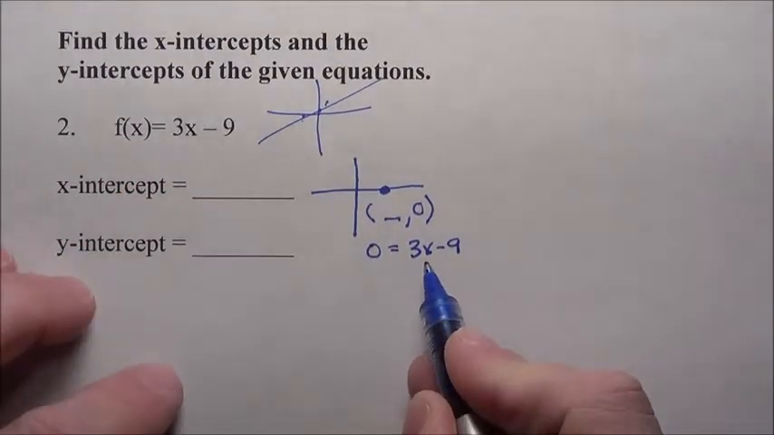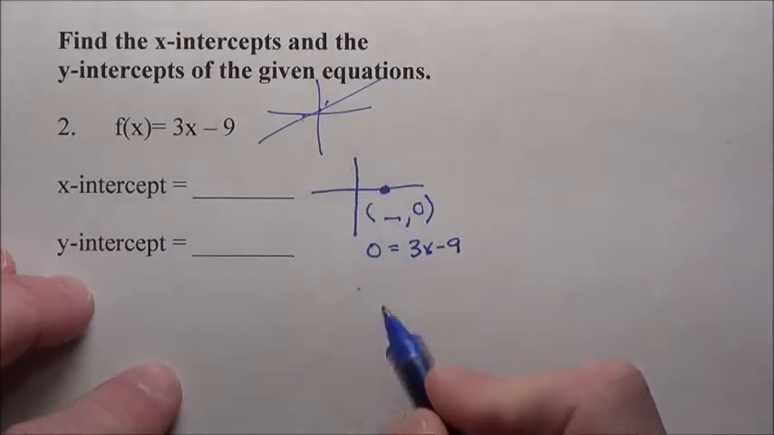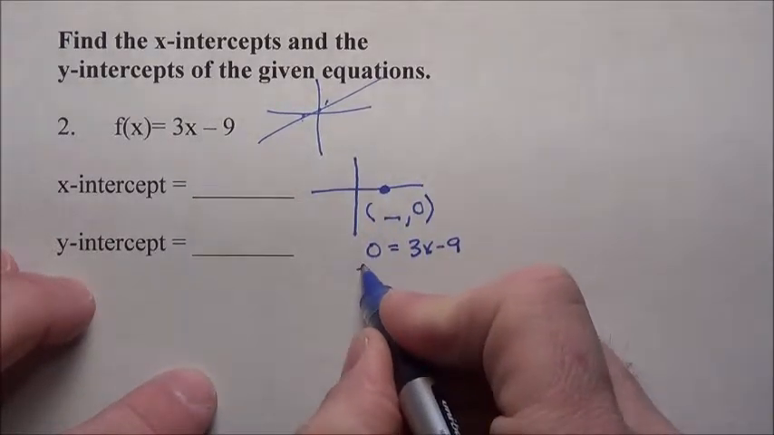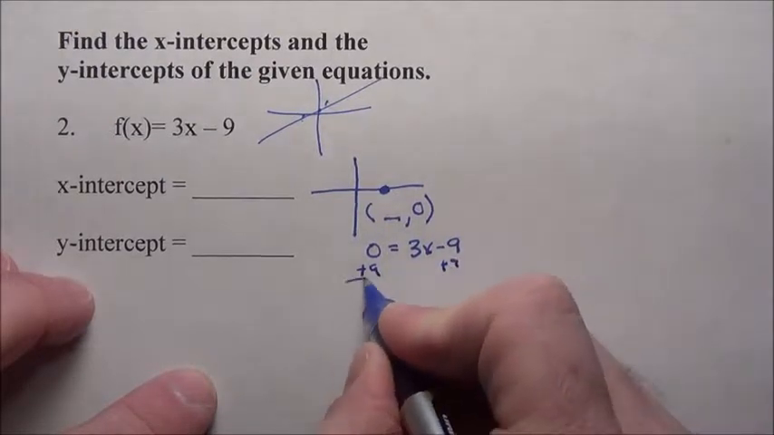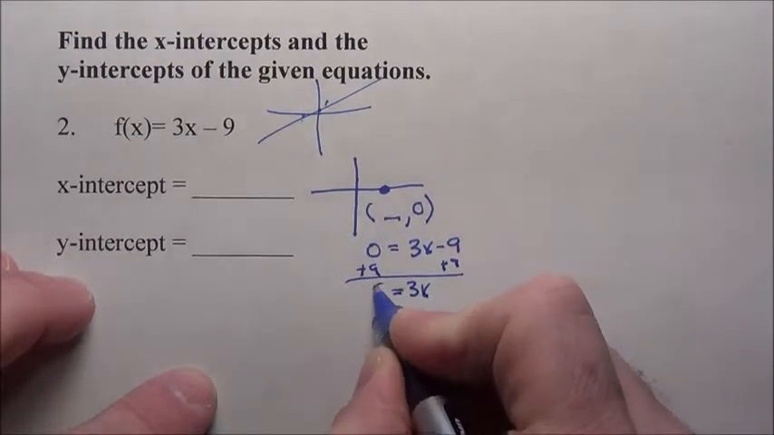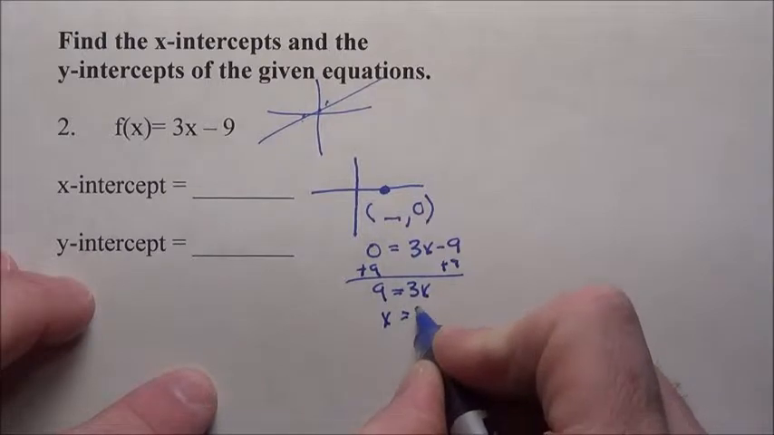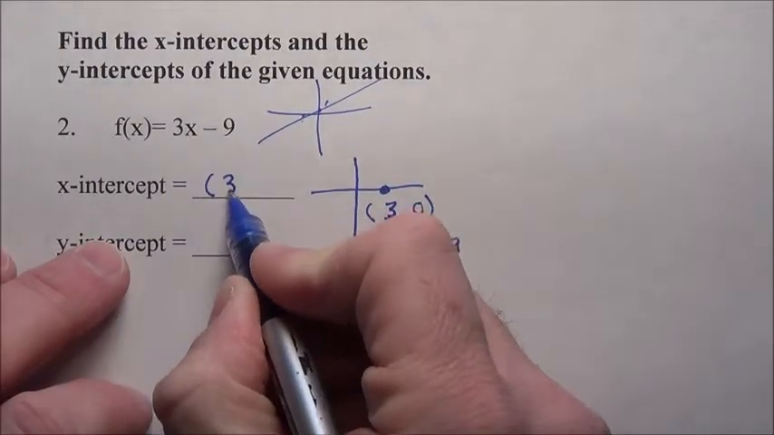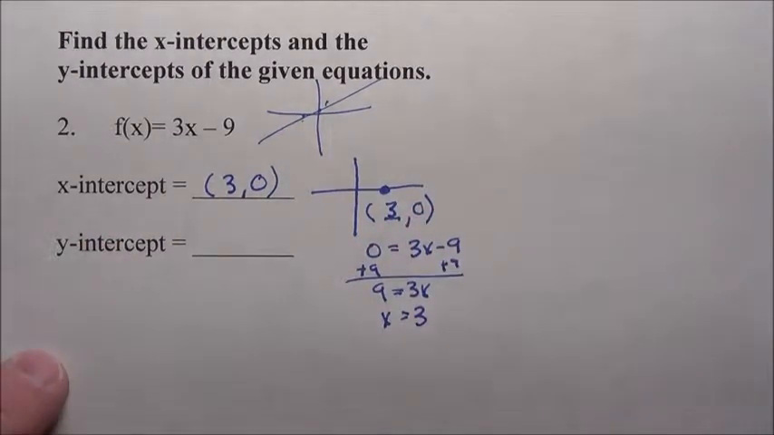So if I just solve this for x, I'll find that x value and I'll know where it's crossing the x-axis. Well, when you add 9, divide by 3. So we add 9, 3x is equal to 9. Divide by 3, we can see x is going to be a positive 3. This crosses at 3, 0. So the x-intercept is at 3, 0.